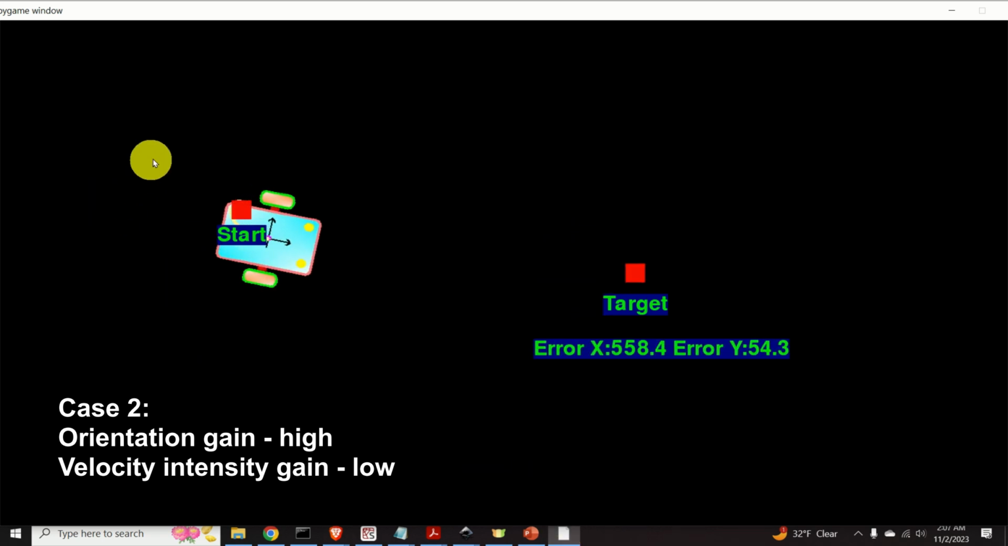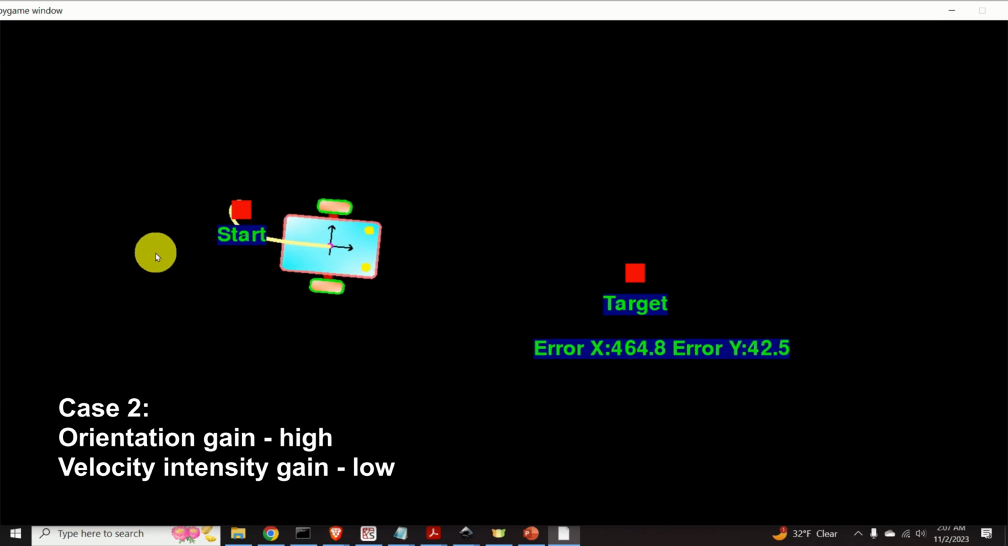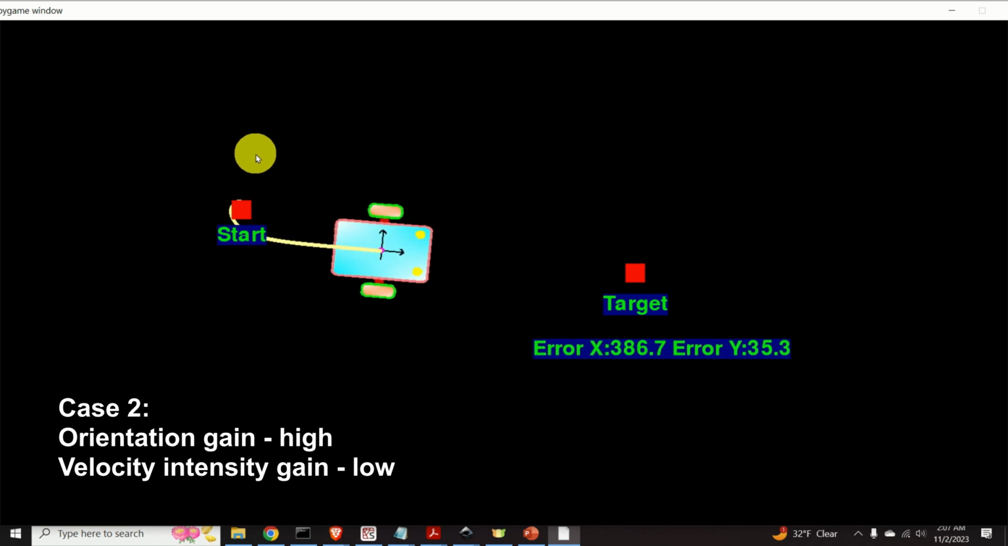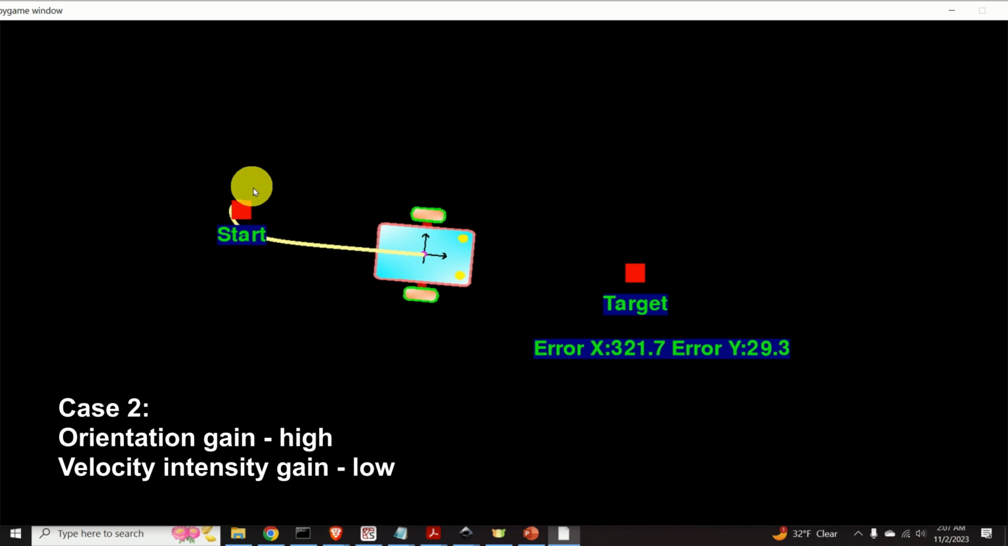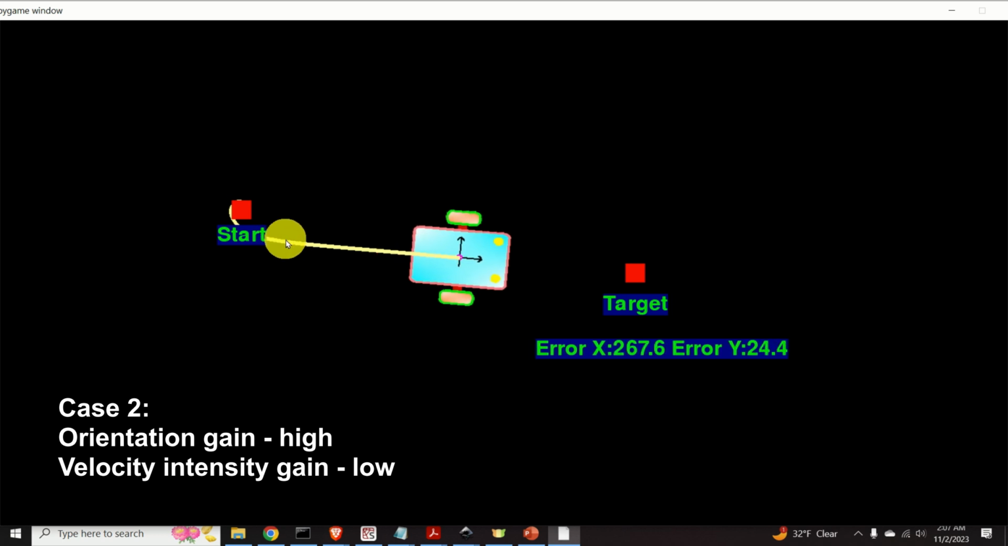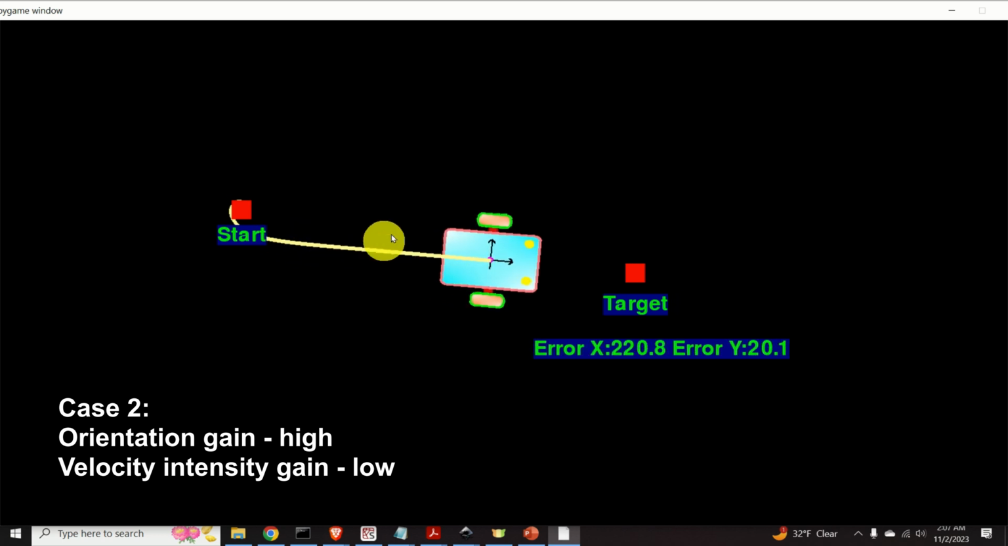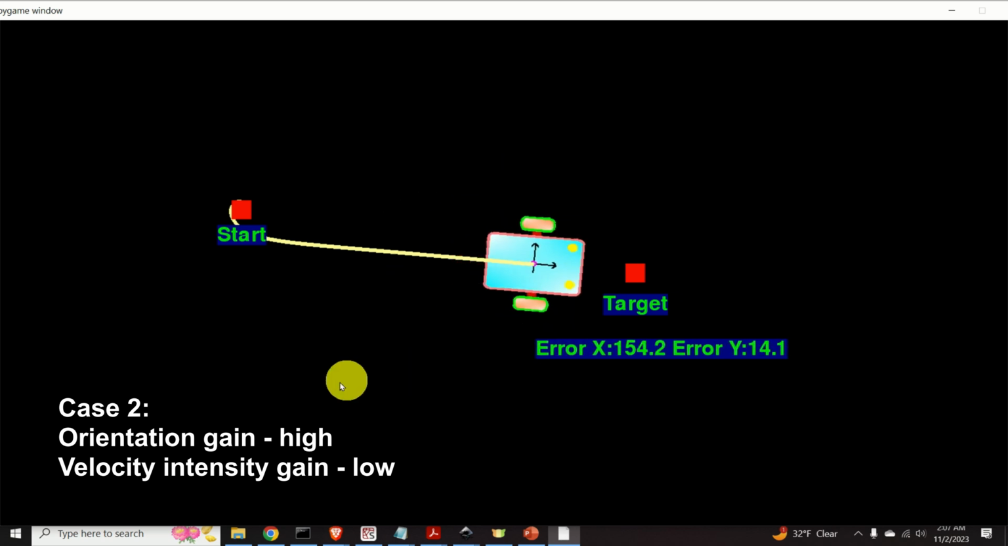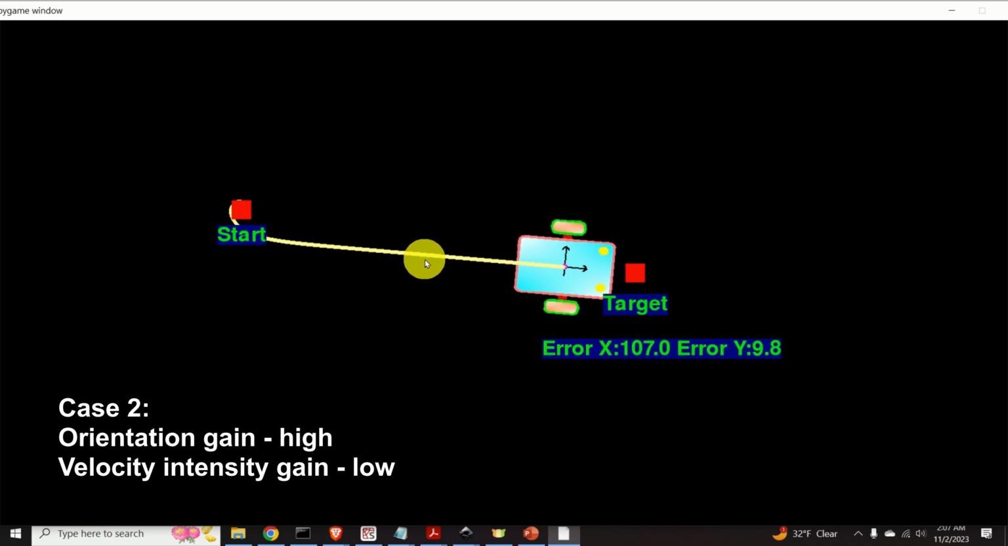Over here, again, we can observe what happens. Initially, the orientation controller will adjust the direction, and after that, the robot will just follow a straight line. However, over here, we can observe that the motion is relatively slow. We would like to increase the gain of the velocity controller such that we have faster motion.